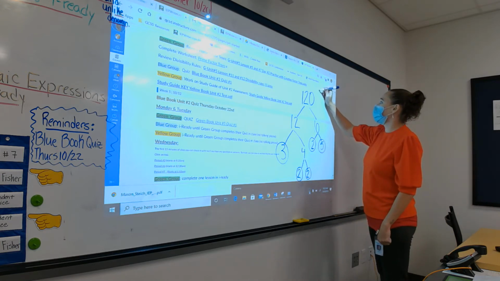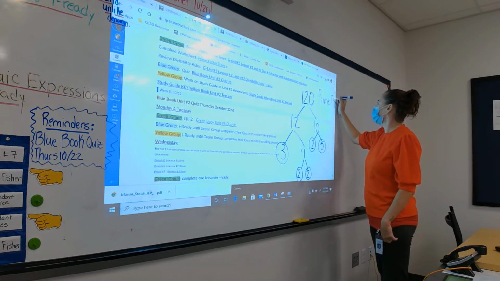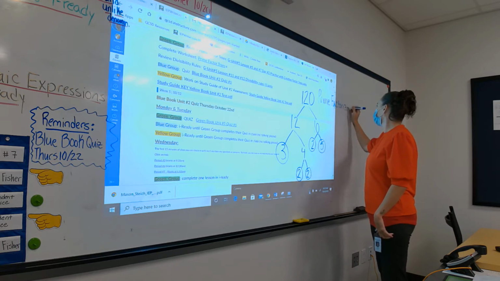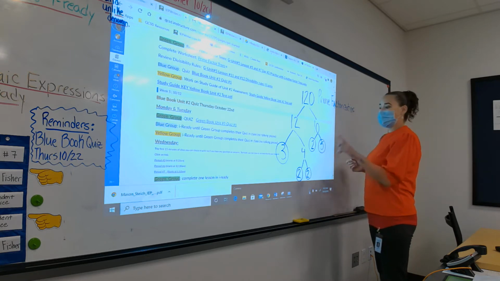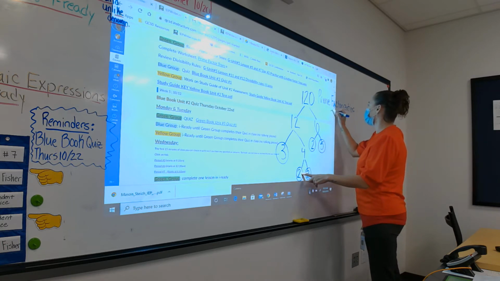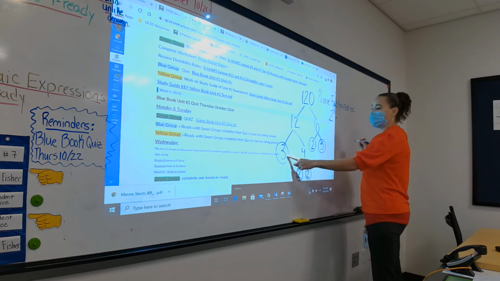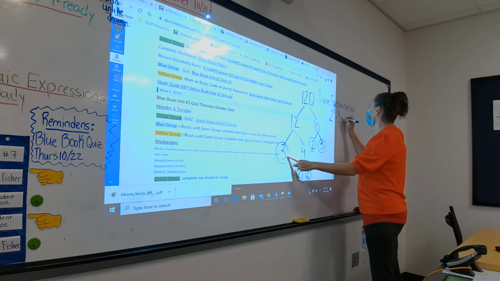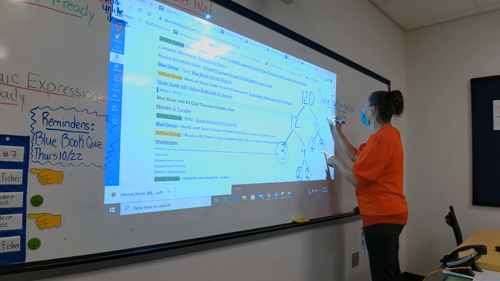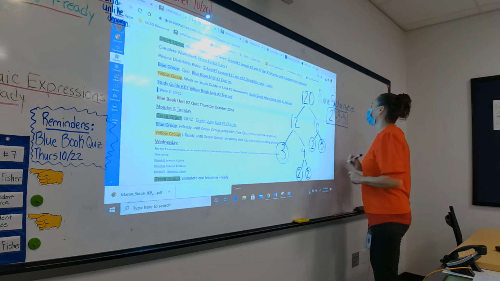Okay, so my prime factorization would be, again, smallest number first. So I have 1, 2, 3 2's. So I'm going to say 2 cubed times 3 times 5. Okay.